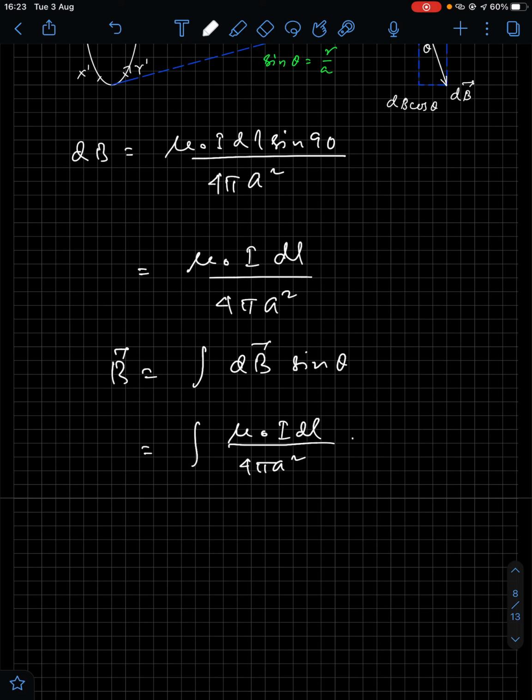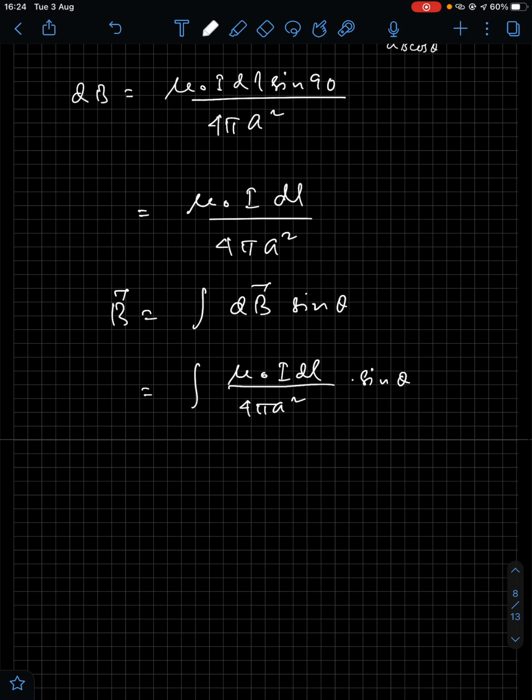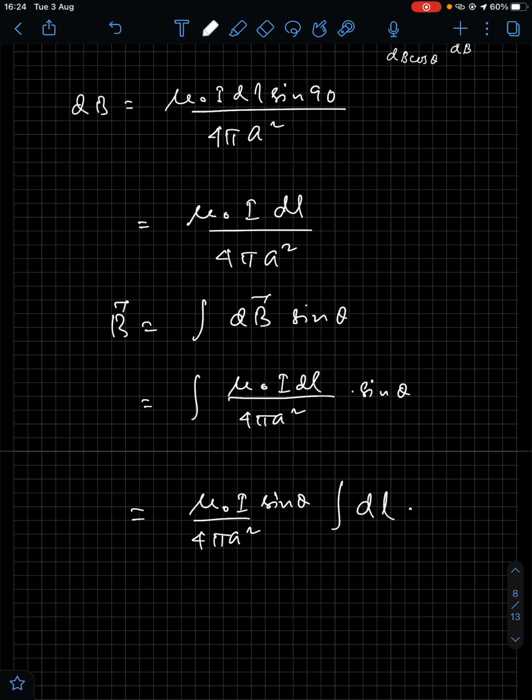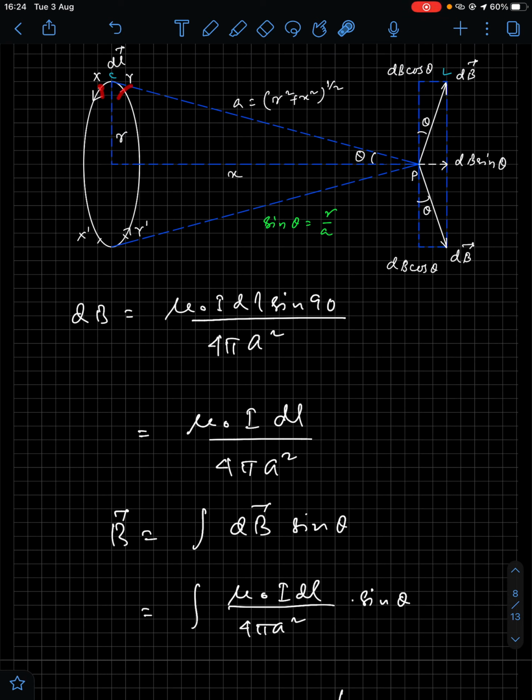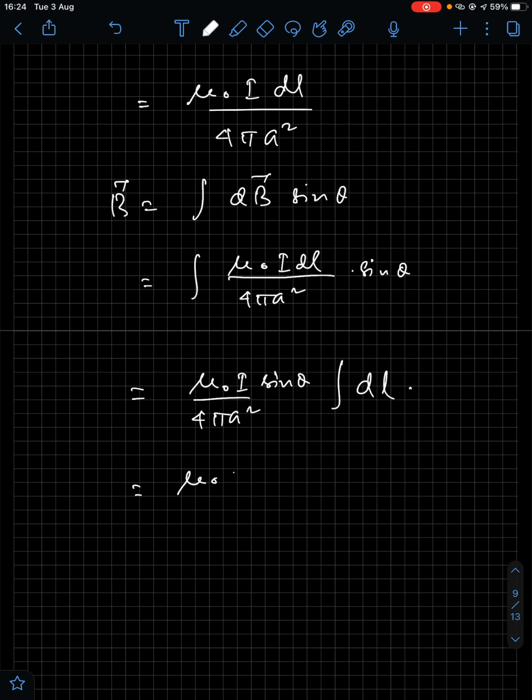So let's do one thing. Just write down sin theta as sin theta only. Now here mu naught I by 4 pi a square is a constant. Of course we'll use the value of sin theta, and integral dl, we are integrating with respect to dl. Now dl is the small length element of this loop, right? So if r is the radius of the loop, then the perimeter of the loop will be twice pi r. So integral of all the small dl will be what? Integral of dl will be twice pi r.